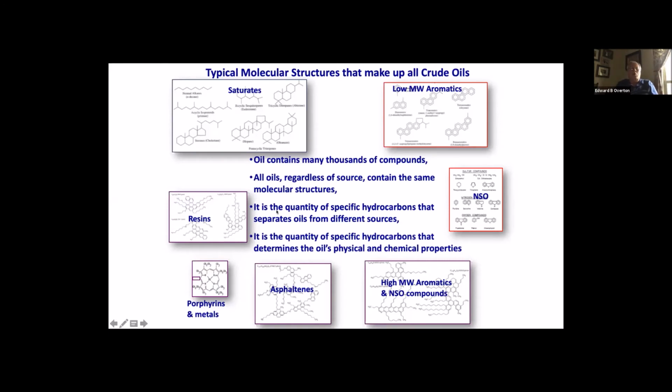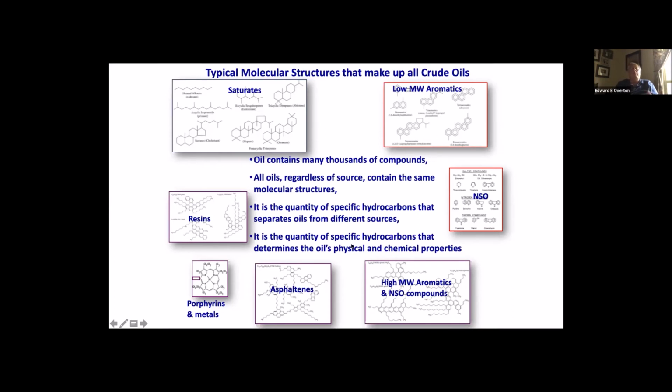But the quantities of the specific compounds change. So that's what makes oil different from one source to another: the quantity of the material that is there. Generally, you have the same types of compounds in all of the oils. There's always an exception to that rule, but that is a general rule of thumb. And it is the quantity of these compounds that determines the physical and chemical properties.